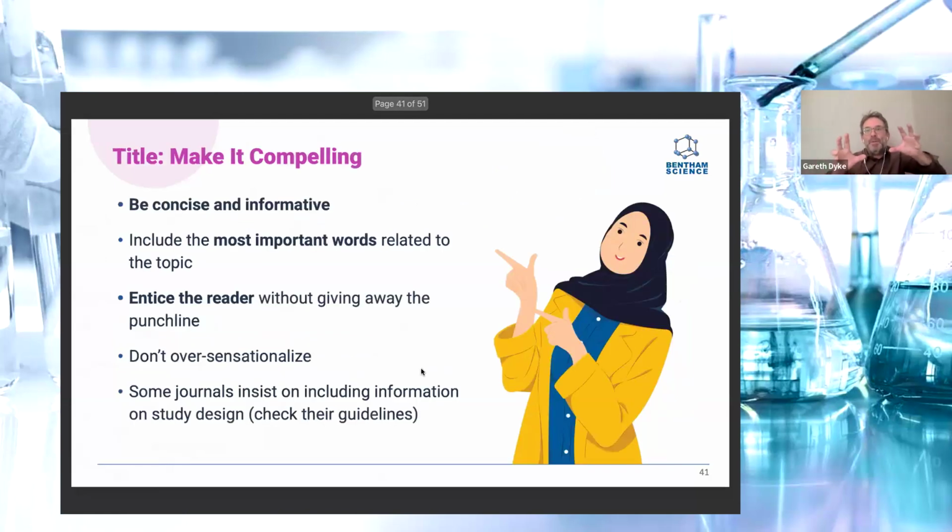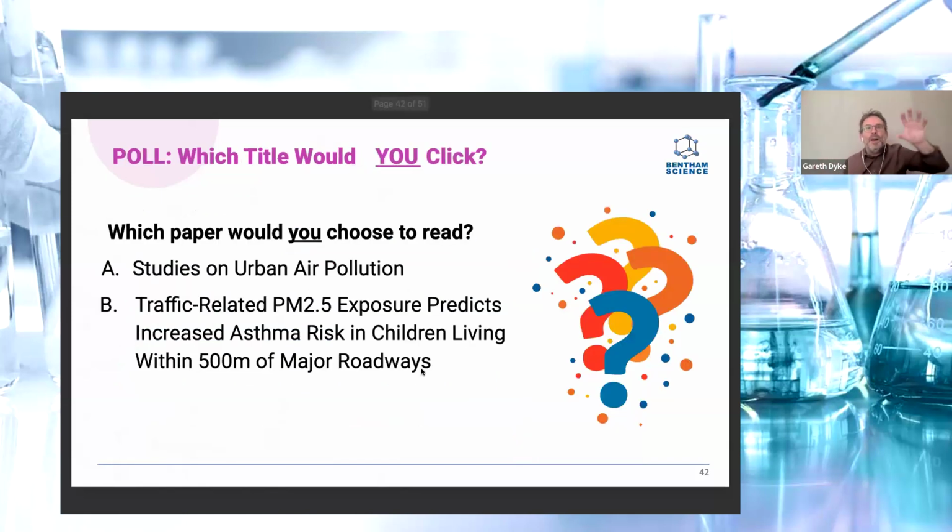Try and attract people's attention. We want it to be concise and informative. The most important words related to the topic in the abstract: entice, allure, get people wanting to read the study, but don't over sensationalize. And many journals now, we can talk about this in a moment in the Q&A, will insist on including some information on study design in the title. That's typical for many medical journals, for example.